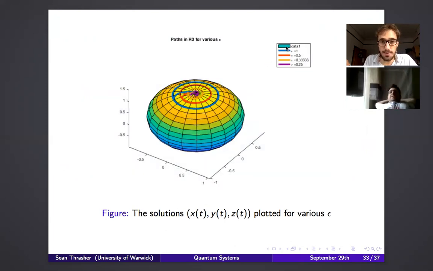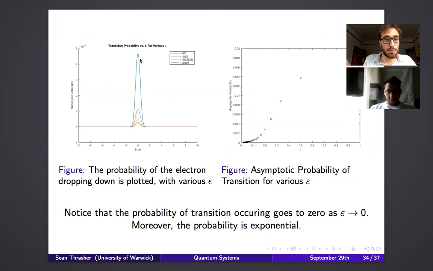So notice how as epsilon gets smaller, the path gets tighter and tighter, and it gets closer and closer to the North Pole. And that's sort of intuitive if you think about the probabilities. And then here we've plotted the probability as a function of time. Notice that the peak happens at t equals 0, and it gets smaller and smaller as epsilon gets smaller. It makes sense that this happens at t equals 0 because that's where we're actually shaking the system.